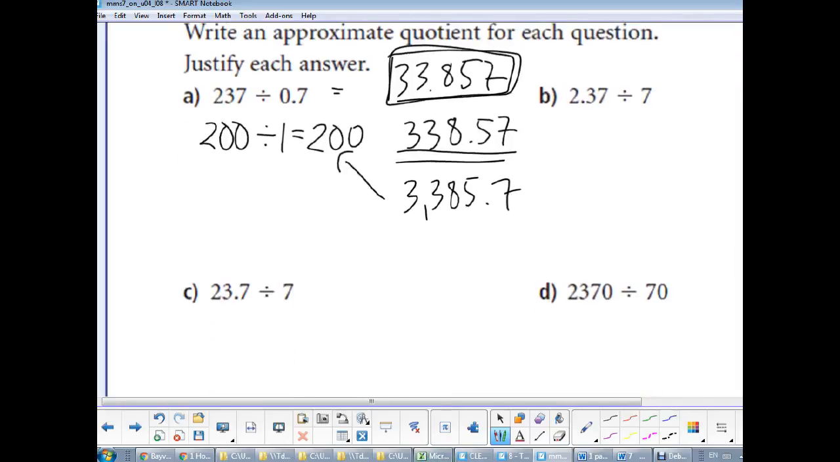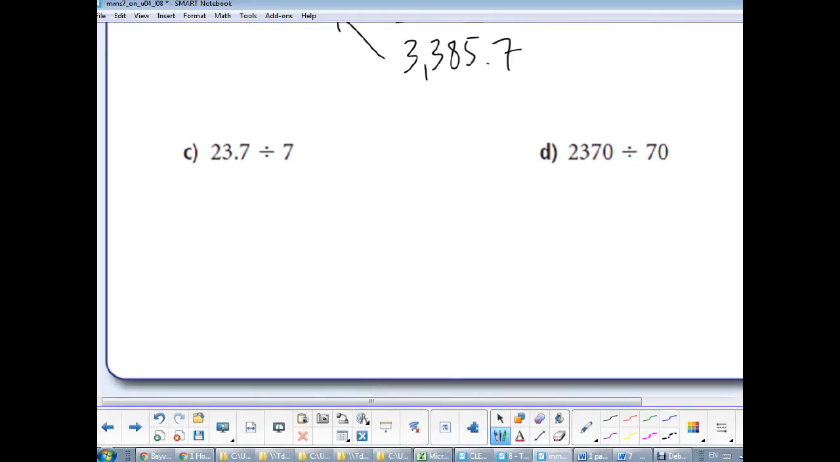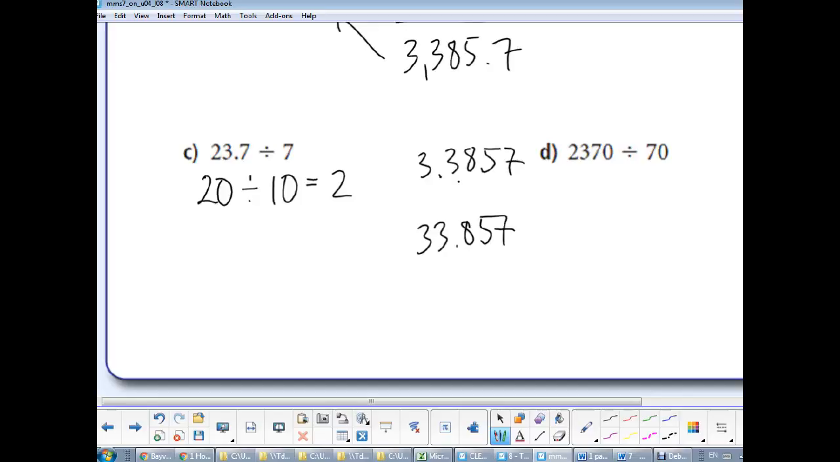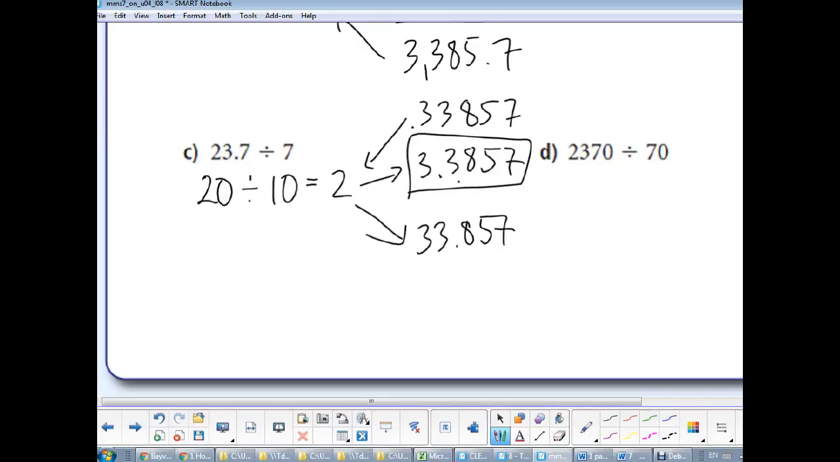Let's look at the next one. Well, 23.7 is close to 20, and 7 is close to, let's make it 10. So 20 divided by 10 is going to be 2. So looking at these numbers here, I would say 3.3857 is going to be the answer that is closest. The next number up, higher, would be 33. If I move the decimal 1 to the right, I get 33.857. Well, that's not close to 2. If I go smaller and I move the decimal to the left, I would get 0.33857. Well, that's not close to 2. Clearly, this one is the closest to 2. So the answer would be 3.3857.